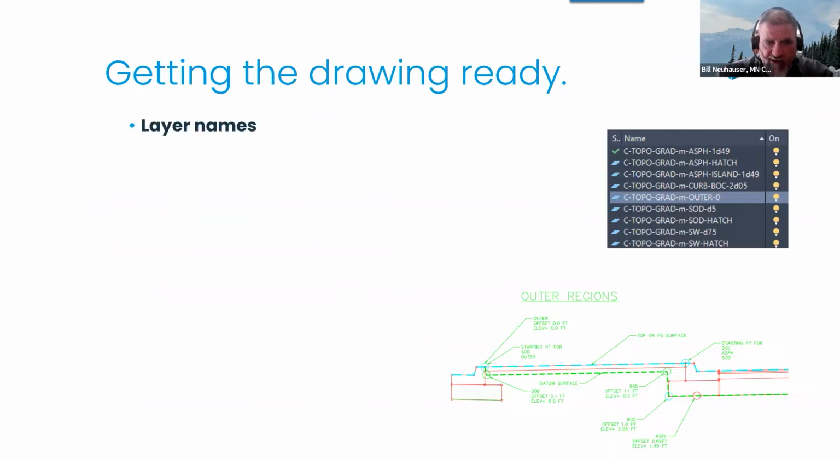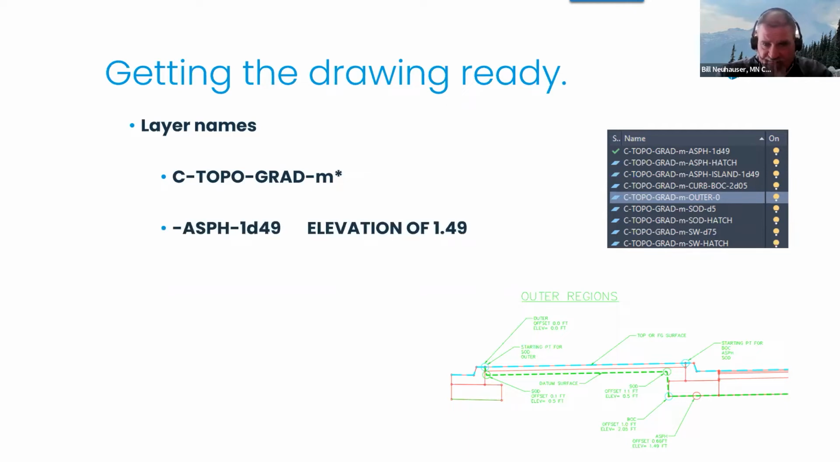So, getting the drawing ready: layer names. What I've done is try to match this to national CAD standards in the layer naming. So C-TOPO-GRAD-M, I just picked that. I'm calling it manual because I'm manually creating this stuff. Off of that, I'm going to have a different layer for each substratum that we're looking at. So we've got asphalt, sidewalk, concrete, those types of items that make up a typical parking lot.